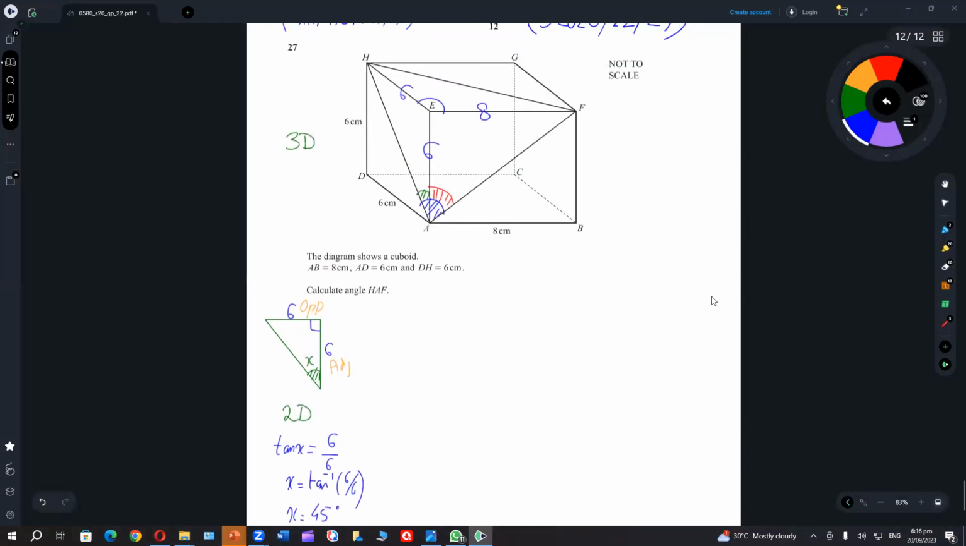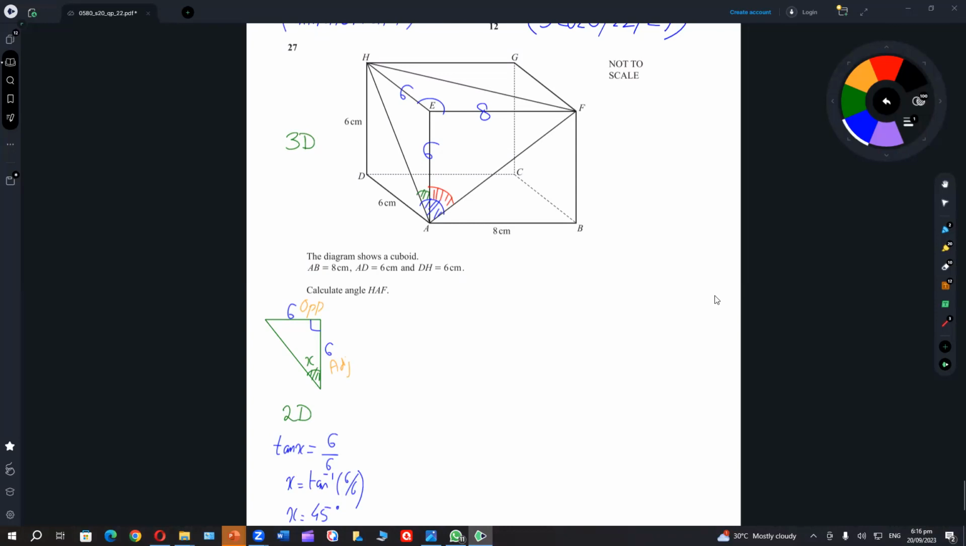Wait, sir, you're trying to find the top? I'm saying the H. Look at the letters, there is nothing to worry about the top or bottom. Just look at the letters HF. It is the diagonal on the roof. Okay, yes, it is a diagonal on the roof.